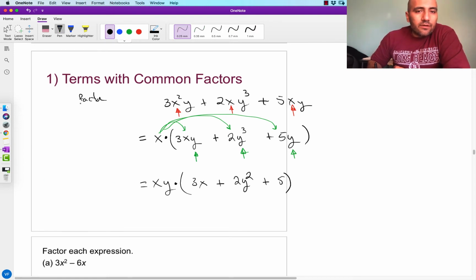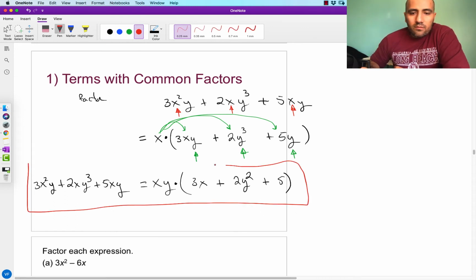So let me copy it over here. 3x squared y plus 2xy cubed plus 5xy is in fact equal to this, and there's nothing else in common to all three terms, so that's as simple as it gets. We can't factor it any further. So that's the principle or the idea behind factoring a polynomial that has common factors.